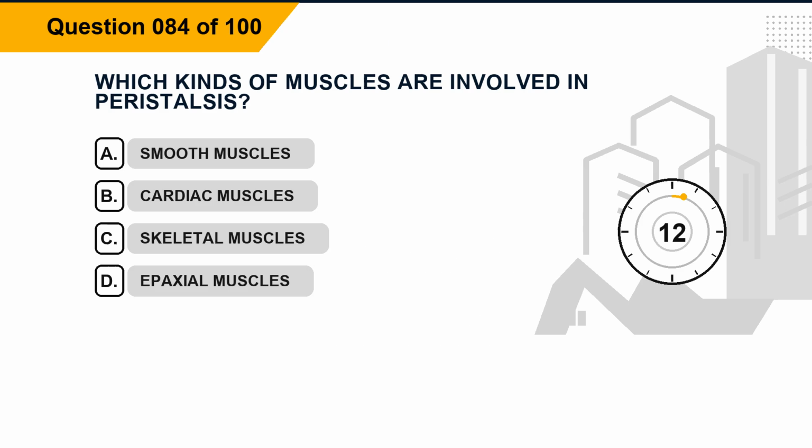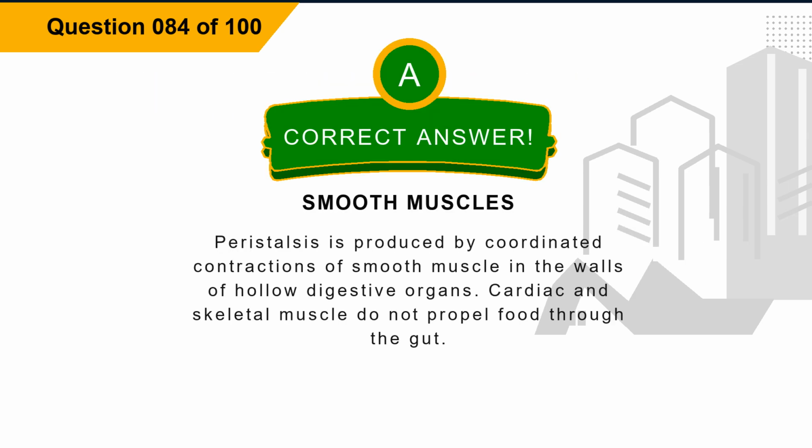Question 84. Which kinds of muscles are involved in peristalsis? Option A, smooth muscles. Option B, cardiac muscles. Option C, skeletal muscles. Option D, epaxial muscles. The correct answer is option A, smooth muscles. Explanation. Peristalsis is produced by coordinated contractions of smooth muscle in the walls of hollow digestive organs. Cardiac and skeletal muscle do not propel food through the gut.